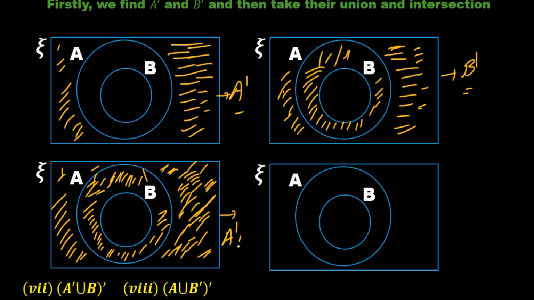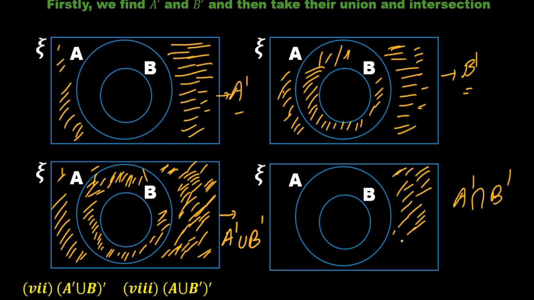union B complement. Now we have to take the intersection, A complement intersection B complement. What is the common area? The common area is simply this. The common area in A complement and B complement is this area, which represents the common intersecting area of the above figures.